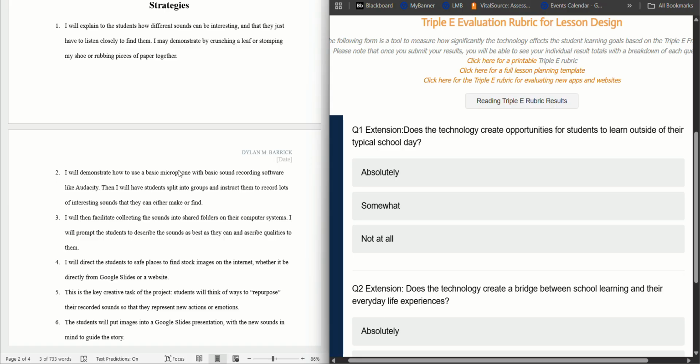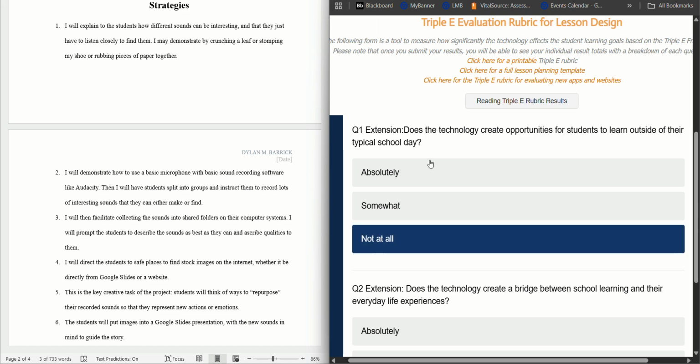But I don't necessarily want the presentation or the story building being done from home outside of the typical school day, because I do imagine it in groups, like creative groups together. So as far as right now, I have to say not at all for this outside of the typical school day extension.